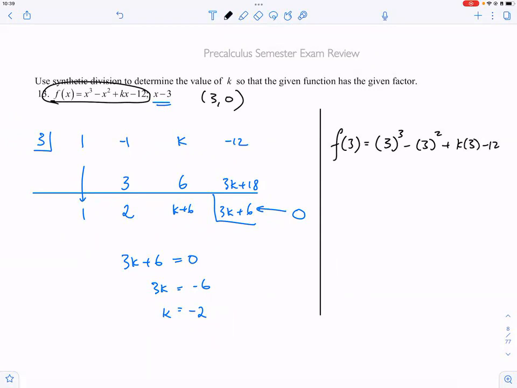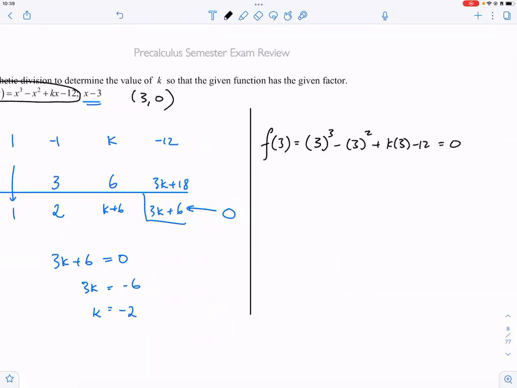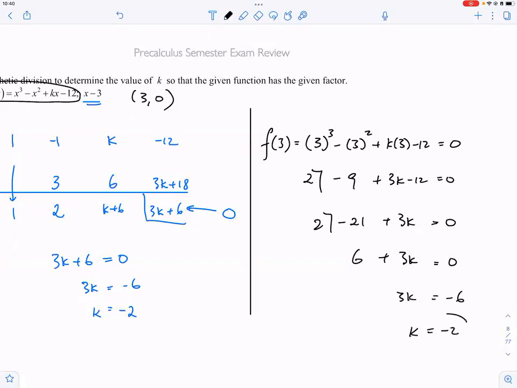I would say it depends on what people say. Some people may think it's easier because you don't have to memorize the procedure of synthetic division. This one is substitution, but you may have to work with some big numbers and subtraction of big numbers. So people may not like it a lot. So you have basically 27 minus 21 plus 3k equal to 0. So you have 6 plus 3k equal to 0. 3k equals -6. K is equal to -2.